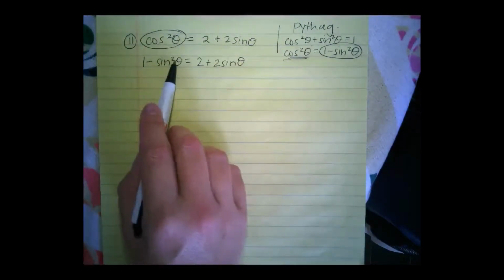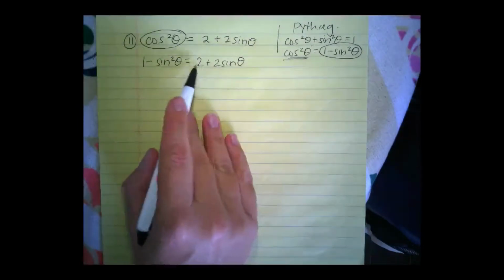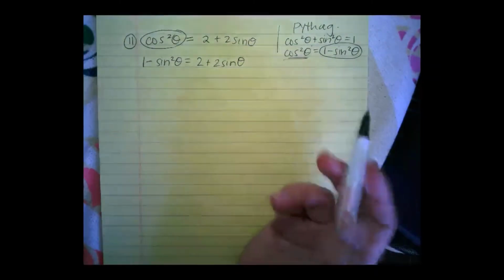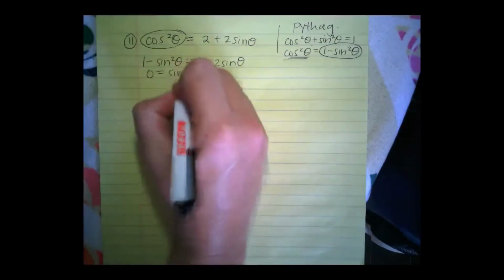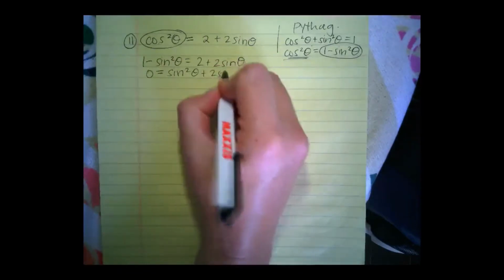Now we can combine like terms, set this equal to 0, and then factor it as if it was a plain old quadratic equation. You guys know my preference: I'm moving everything to the left. So it would be 0 equals sine squared of theta, because it turns positive, plus 2 sine of theta. I'm just placing these in order. I'm subtracting 1 from 2, so I get plus 1. Now it's nice and easy, right?